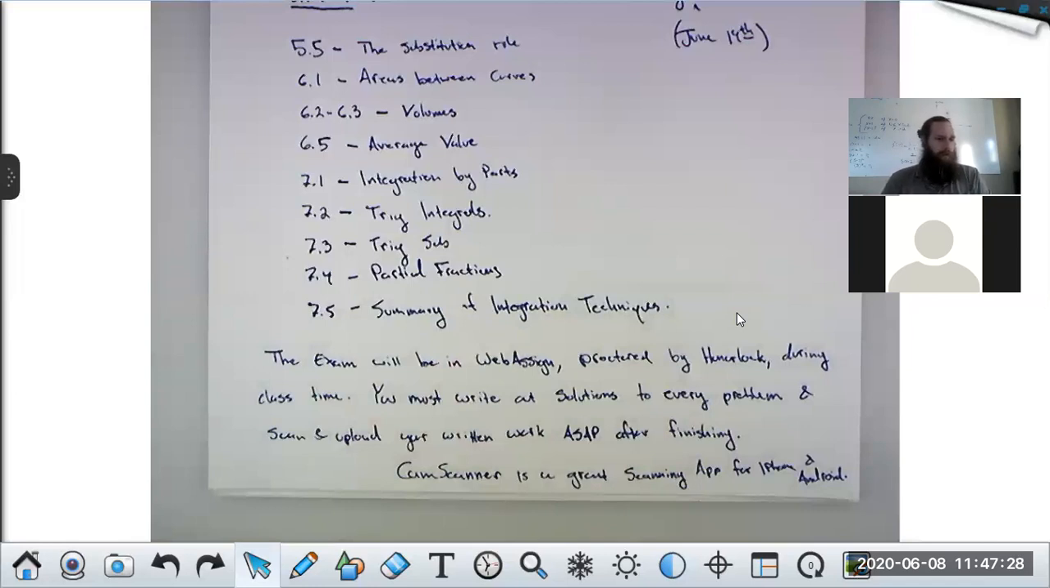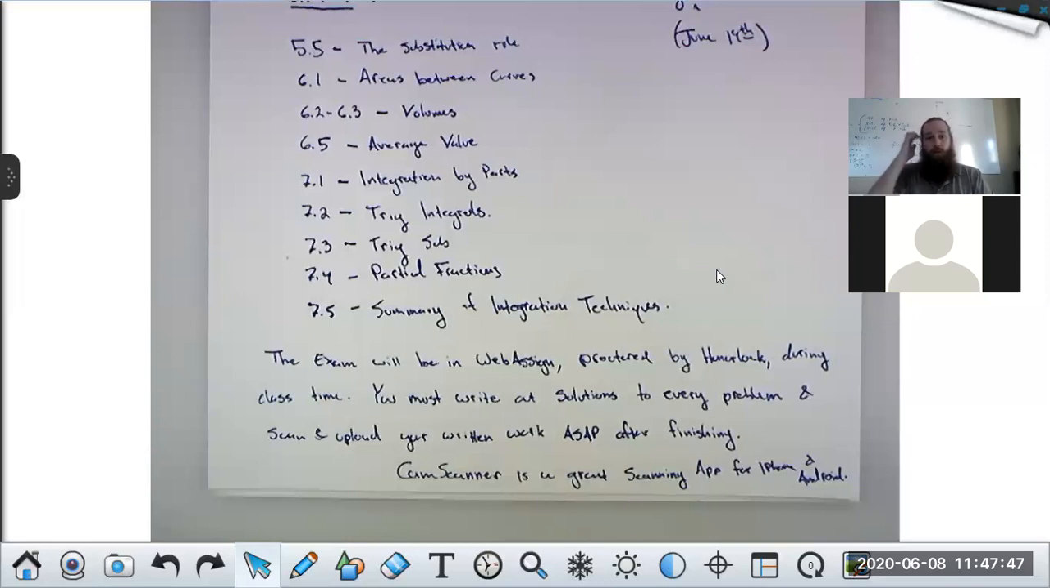And then as soon as you finish in WebAssign, you need to scan and upload your written work for each problem. That is how I will be grading your test, and that's where the majority of the credit will come from. The majority of the credit is not going to come from your WebAssign score. It's going to come from your written work, which I will grade. So I need those scans.